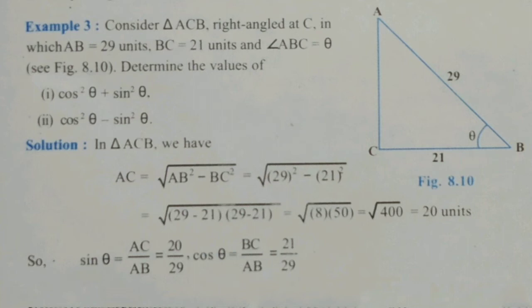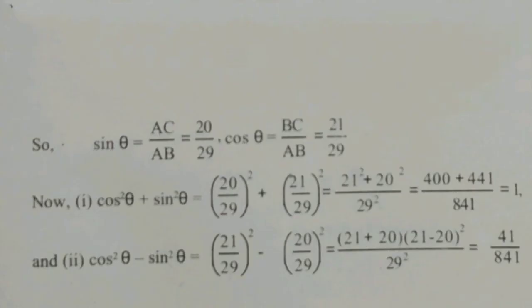Now, according to the definition of sine theta, which is opposite side upon hypotenuse, which works out to 20 upon 29, and according to the definition of cos theta, which is adjacent side upon hypotenuse, which is equal to 21 upon 29. Substituting the values of cos theta and sin theta in the given combination cos square theta plus sin square theta and further solving it, we get the value equal to 1. And also, if we substitute the values in the second combination, which is cos square theta minus sin square theta, and further solving it, we get the value 41 upon 841.